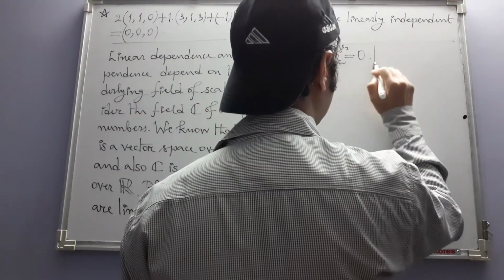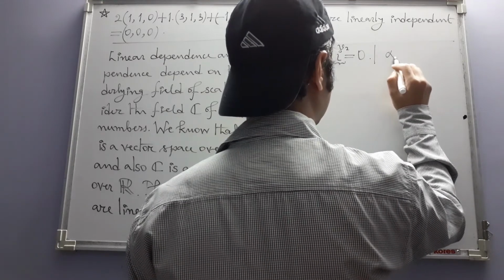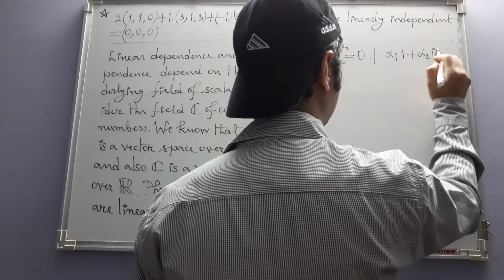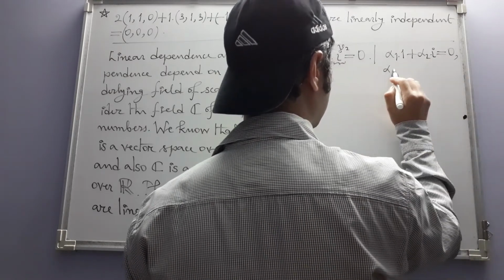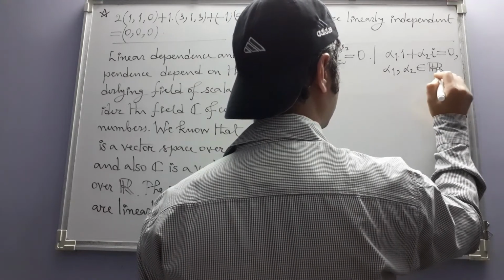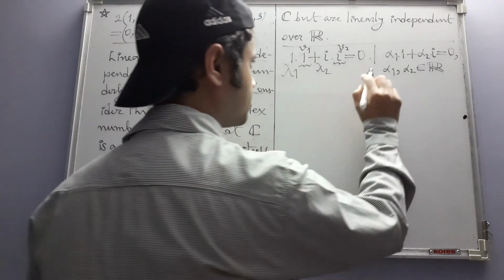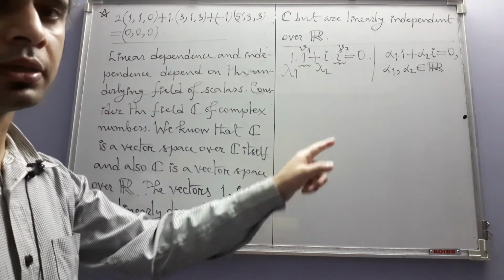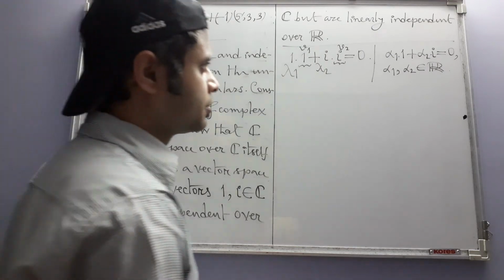However, if you choose say, alpha 1 and alpha 2, real numbers, if now your underlying field of scalars is the field of real numbers, then this equation implies that both alpha 1 and alpha 2 have to be 0. Why?